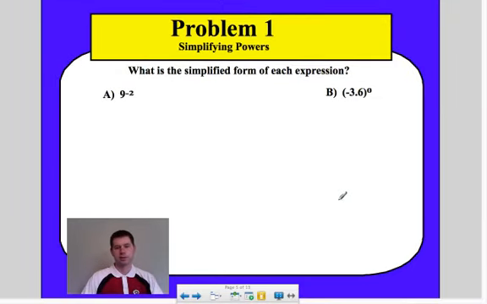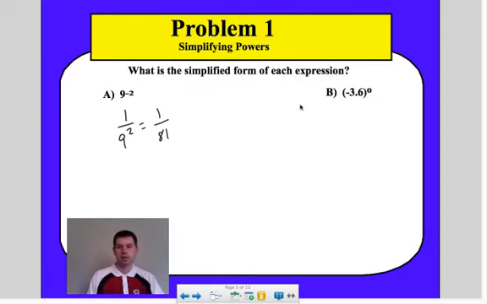What is the simplified form of each expression? So we have first the 9 to the negative second. So as I look at that problem, I see a negative exponent. So what I'm going to do is I'm going to make this 1 over 9 to the positive second. And then anytime we can simplify, we want to go ahead and simplify. I know 9 squared is 81.